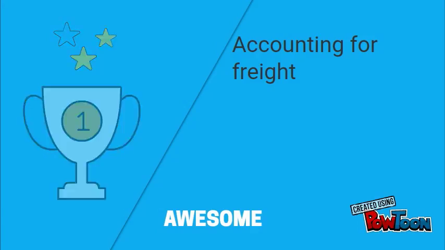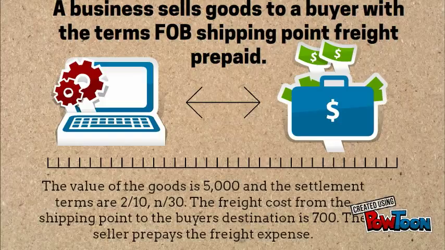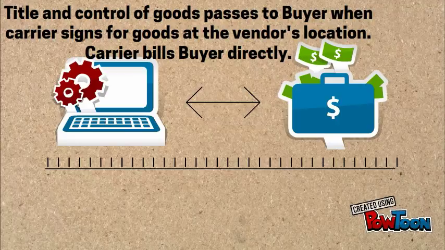Accounting for freight. A business sells goods to a buyer with the terms FOB shipping point, freight prepaid. Example: the value of the goods is $5,000 and the settlement terms are 2/10, n/30. The freight cost from the shipping point to the buyer's destination is $700. The seller prepays the freight expense. Title and control of goods passes to the buyer when the carrier signs for goods at the vendor's location.